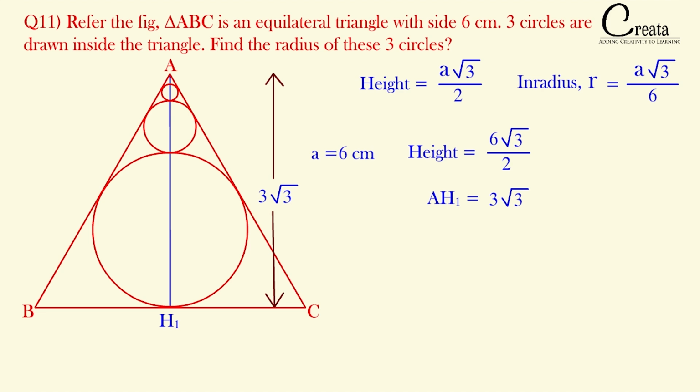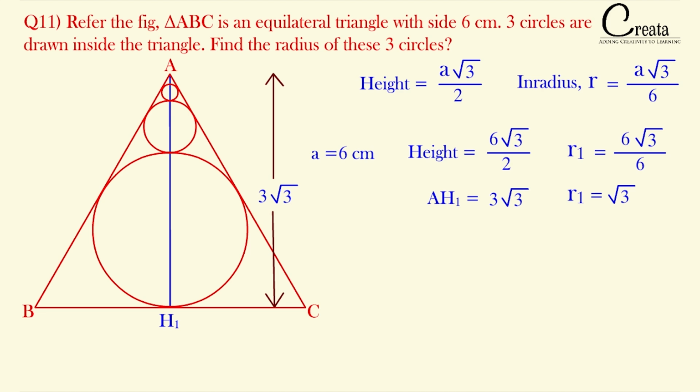Further, let's apply the formula of inradius, that is R1. Okay, we are denoting the inradius of this big triangle as R1. So we got R1 as a root 3 upon 6. Here a is 6 cm, that is the side of the equilateral triangle. So we got R1 as root 3. So we have got the height of this triangle ABC and we have got the inradius of this big circle.